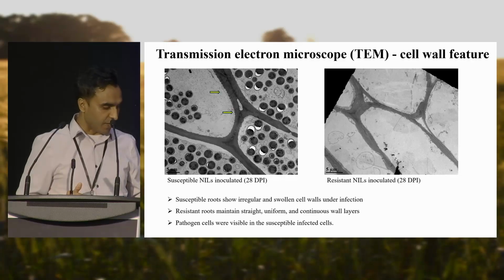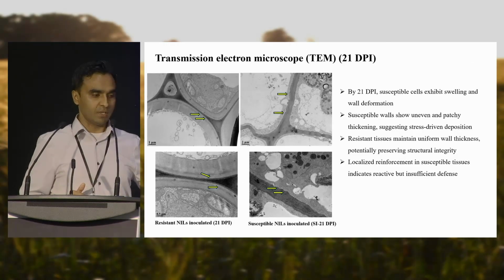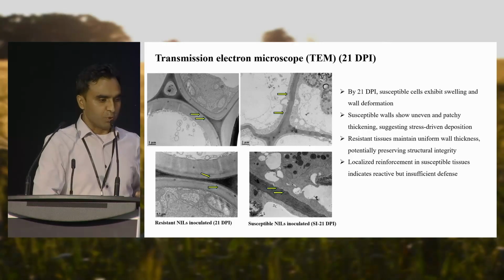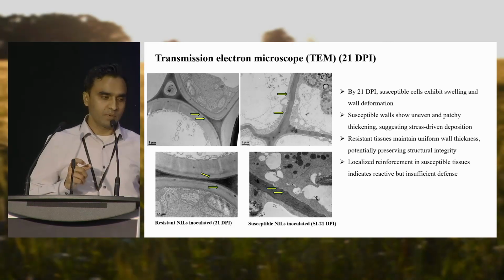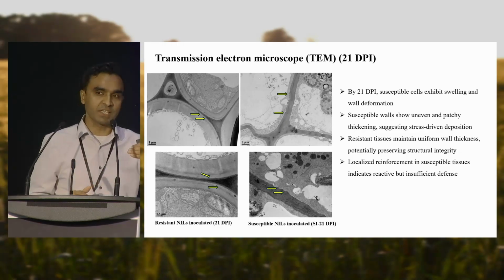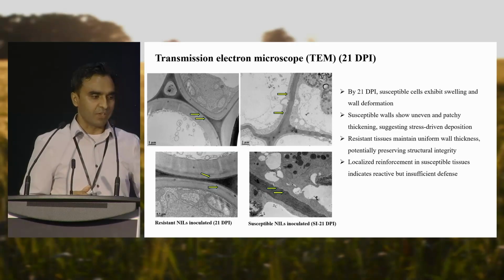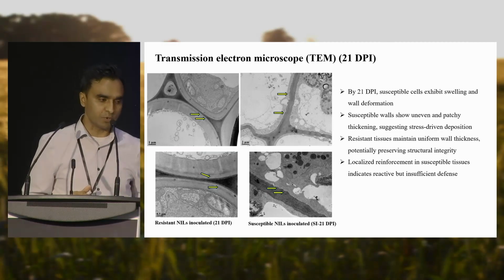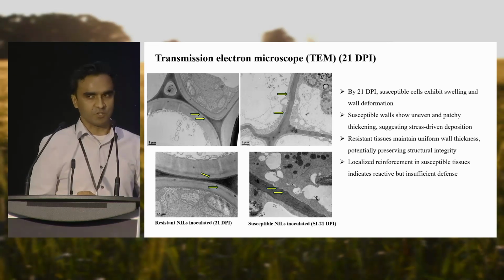So what you noticed was that when you compare the 21 day sample, which has lots of galls at that point, by 21 days the susceptible line has a thicker wall. It's almost like a swollen wall. And also the cell wall was degraded somehow. Whereas in the case of the resistant line, the cell was fairly intact and fairly smooth. So it almost gave an impression that somehow the cell wall is degrading in the susceptible line.